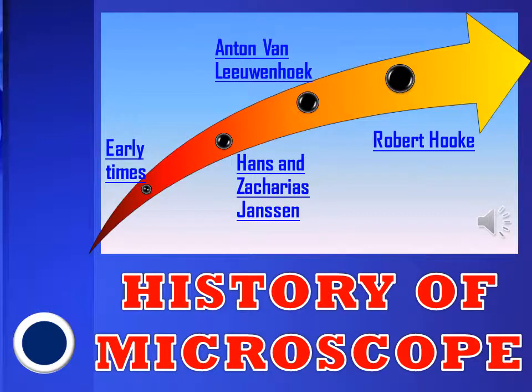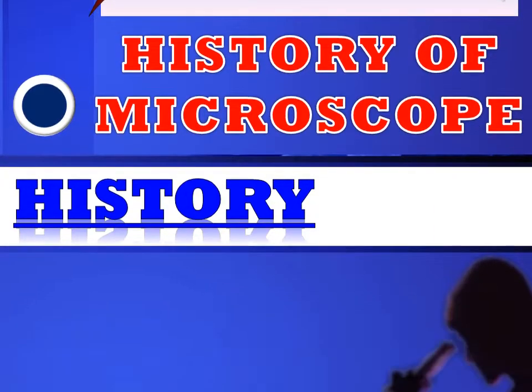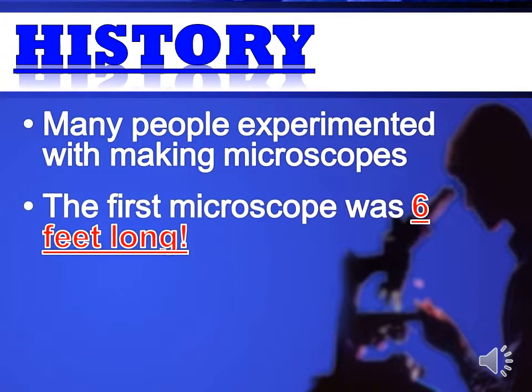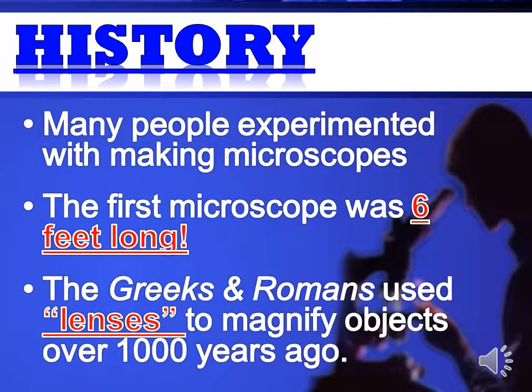The history of the microscope is presented in the diagram above. Many people experimented with making microscopes. According to the evidence, the first microscope was 6 feet long. The Greeks and Romans used lenses to magnify objects over 1,000 years ago.